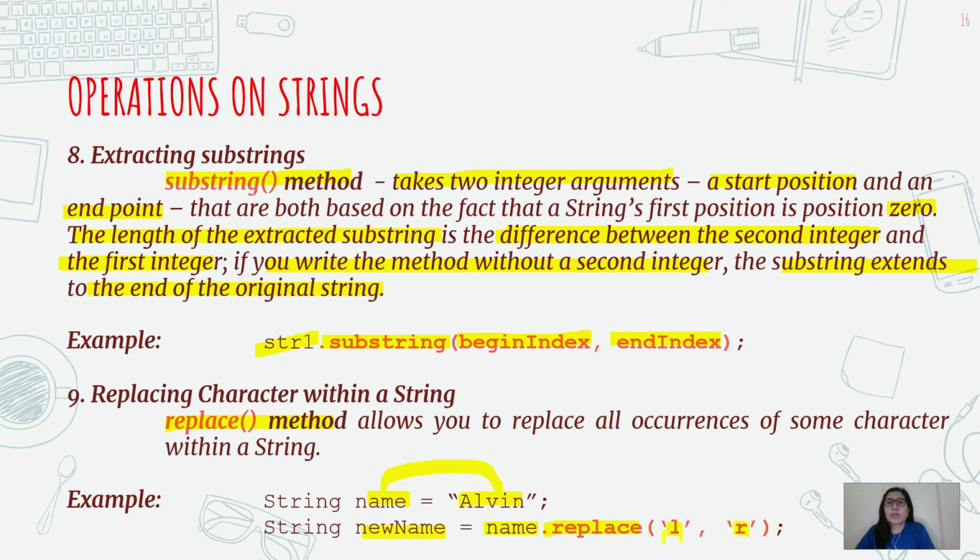So, ang magiging output na niya, yung L, dito, mapapalitan ng R. Kaya ang magiging output na niyan is Arvin. In case walang nahanap na character, for instance, X, okay? X palitan ng R, wala namang character na X dito. So, ang magiging new name pa rin niya is Alvin.